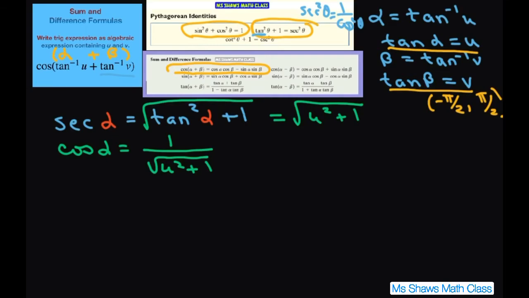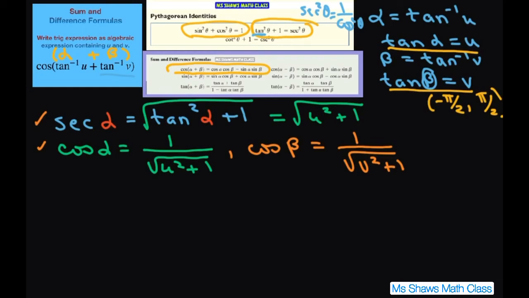Now the same thing's going to happen for v, for our beta angle. So if you do the same thing, we'll get cosine of beta equals 1 divided by square root of v squared plus 1. You're just doing the same procedure, but instead of alpha, we're using beta. So we have our cosine of alpha and cosine of beta. We need sine of alpha and sine of beta.